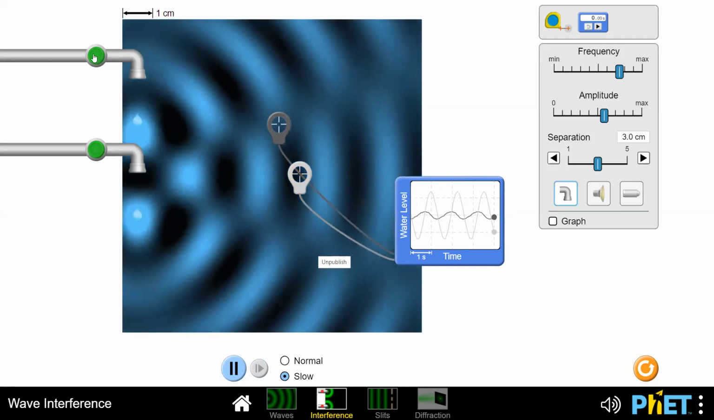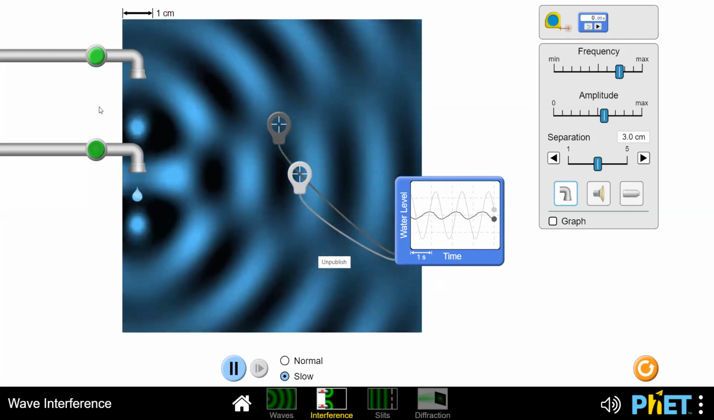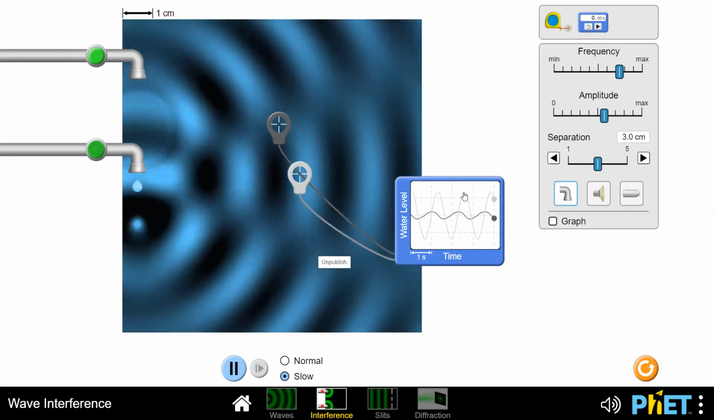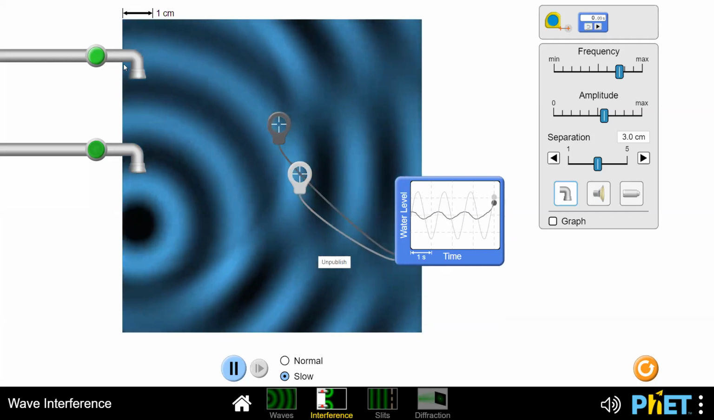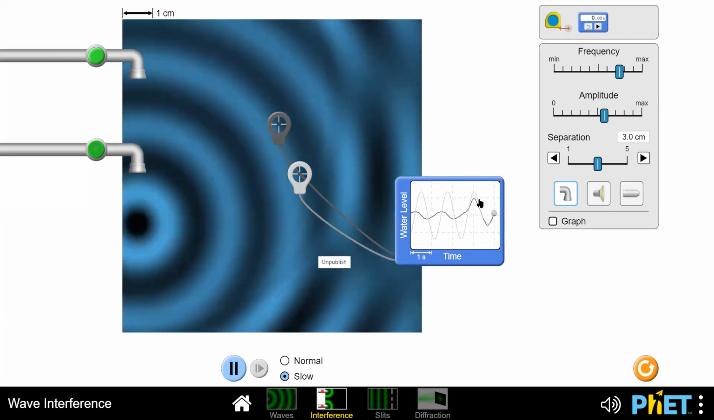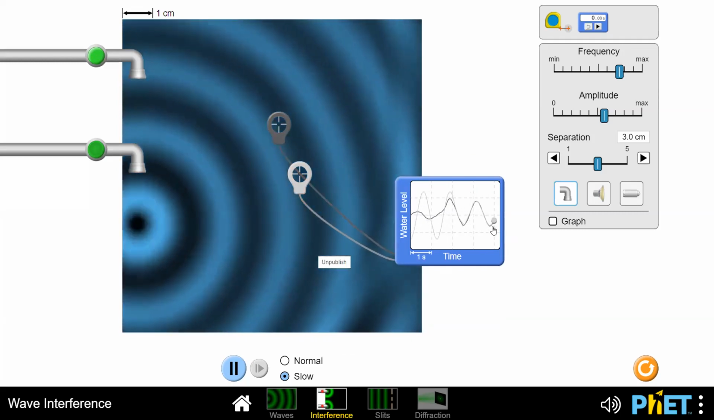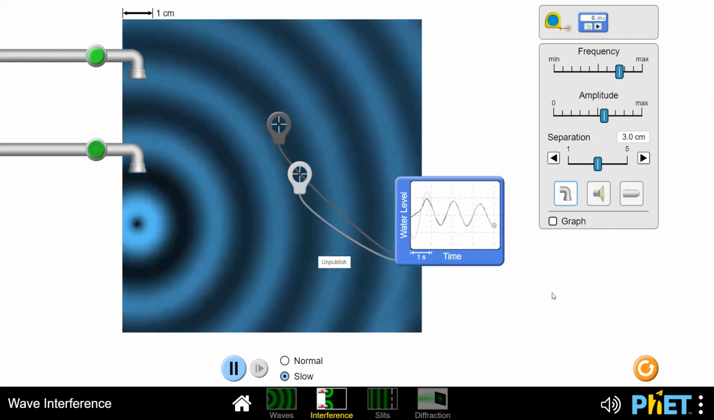And you can compare it again to just one source by turning the other source off, and you can see how it's going to return to the two of them being in phase again once this wave passes by. Look at that. They come back in phase, same amplitude and the same phase.